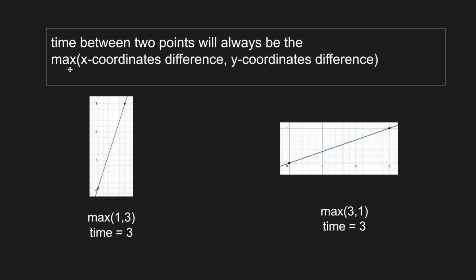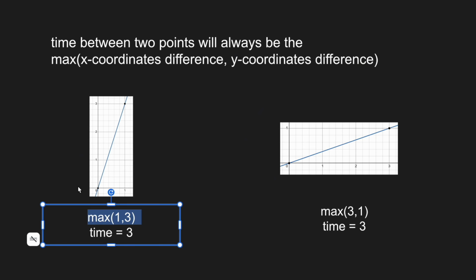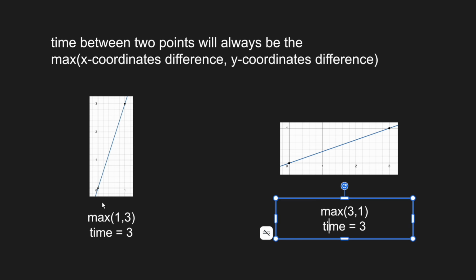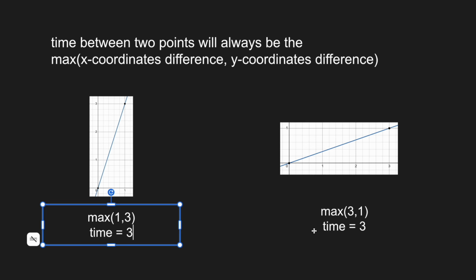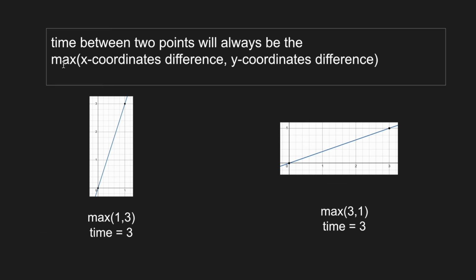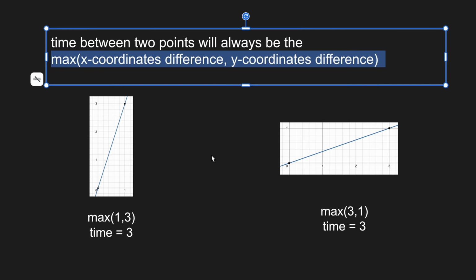And like it says here, we will take the max between the x difference, which is 1 here and 3 here, and the difference in y would be 3 here and 1 here. And as you can see, the time to travel from one place to the other would be 3 for both of these 2 examples, and we're using this formula to calculate that.